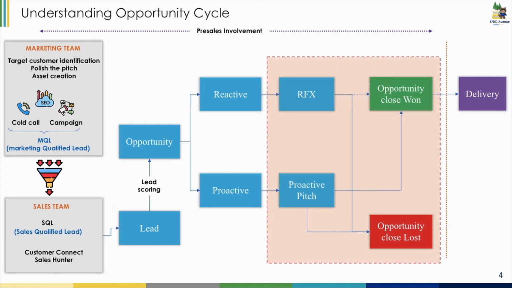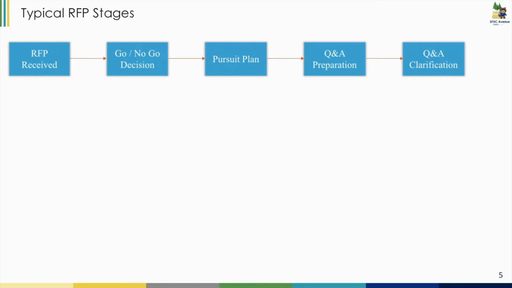Now, having understood that, let us double click on RFX to opportunity close stage and understand more about RFP stages. RFP will be received by the sales team and the pre-sales team. The sales team will take a go or no-go decision based on the capability and other parameters. If a deal is a go, the pre-sales lead will create a pursuit plan which will typically contain list of tasks that needs to be done for responding to RFP, owners or stakeholder map to each task, due date, and the current status of the task.